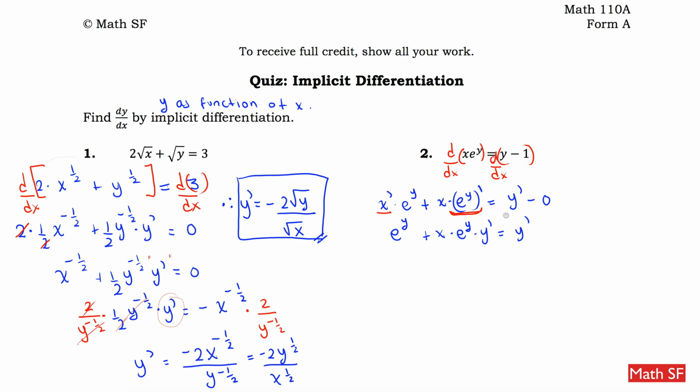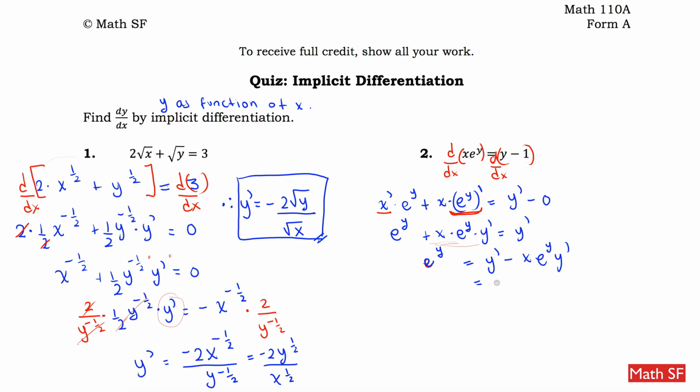So remember that you have to isolate for y prime. In order to do that, I'm going to have to move this guy here to the other side. It's pretty much you're subtracting the same quantity. So you will have e to the y is equal to y prime minus x e to the y prime.